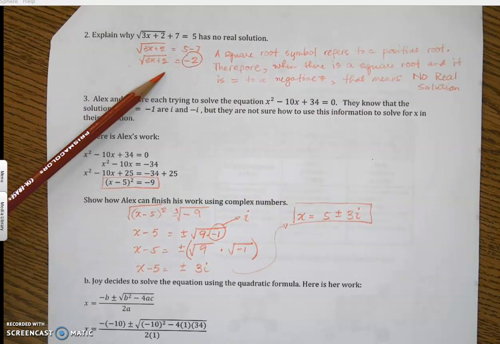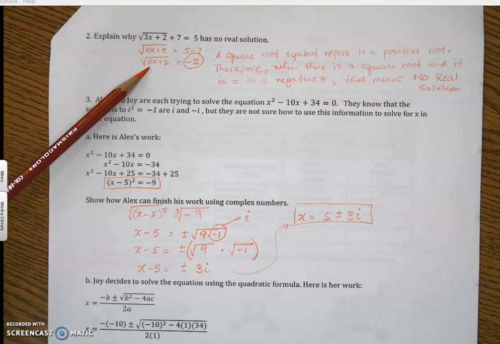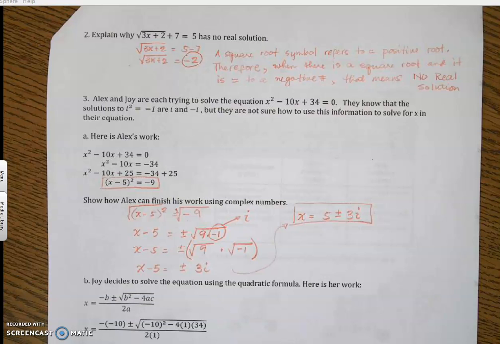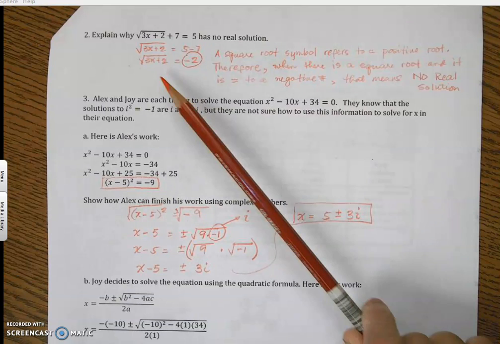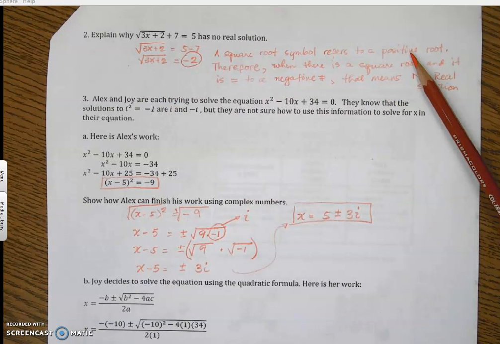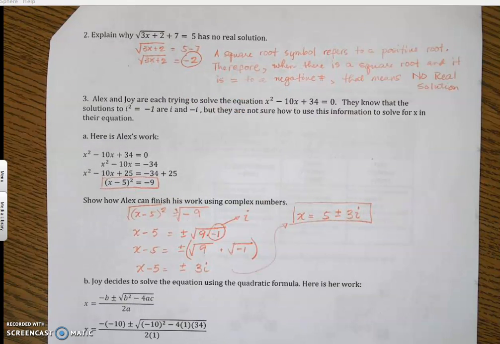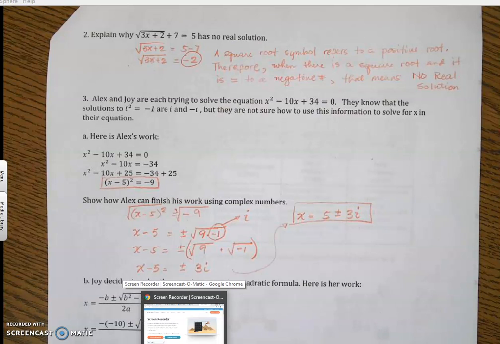The moment you have a radical here and it is equal to a negative number, that is going to give you no real solution because the square root symbol signifies that it is a positive root. So the fact that this is a square root symbol and this is negative, that tells you that you have no real solution. Number 3.